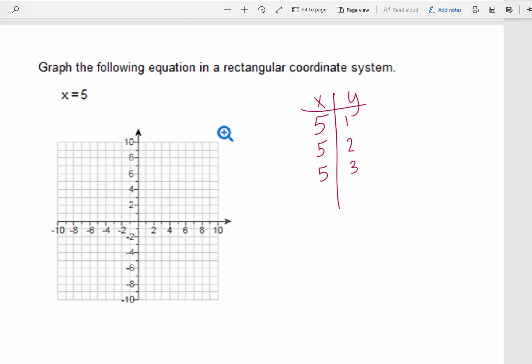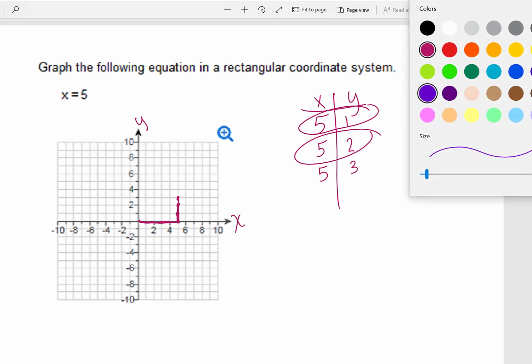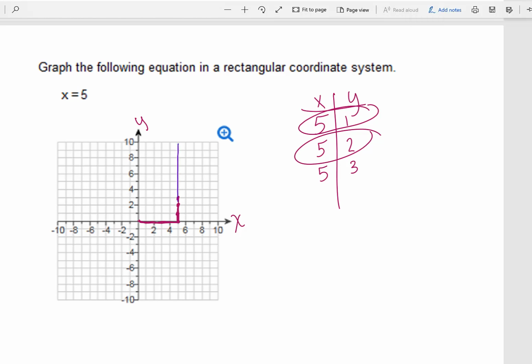Starting from the origin, I'm going to travel right 5 units. 1, 2, 3, 4, 5. And then y tells me to travel up 1 unit because my ordered pair was 5, 1. Second ordered pair, 5, 2. So again, I travel from the origin 5 units to the right and then up 2 units. And then my third ordered pair, travel 5 units from the origin to the right and then up 3 units. And that creates this vertical line.